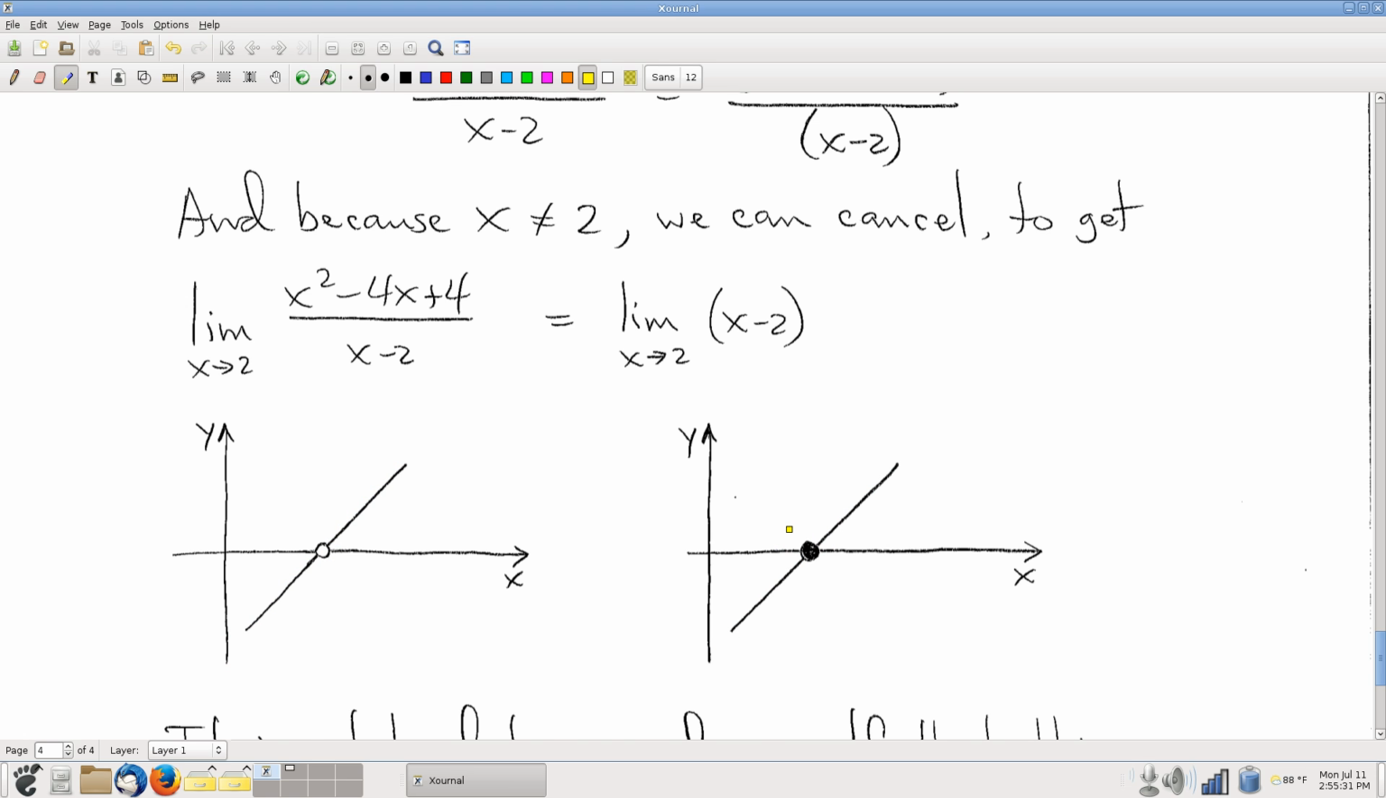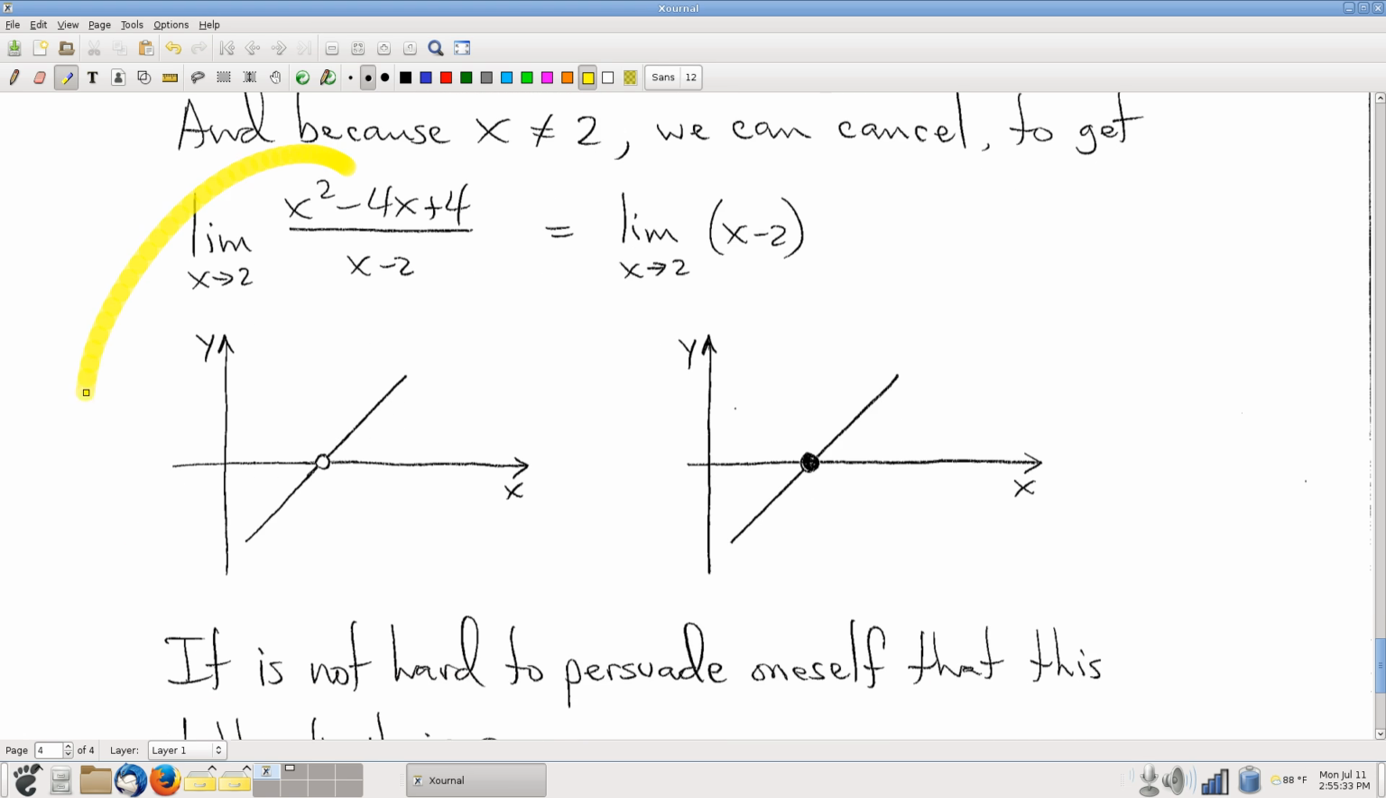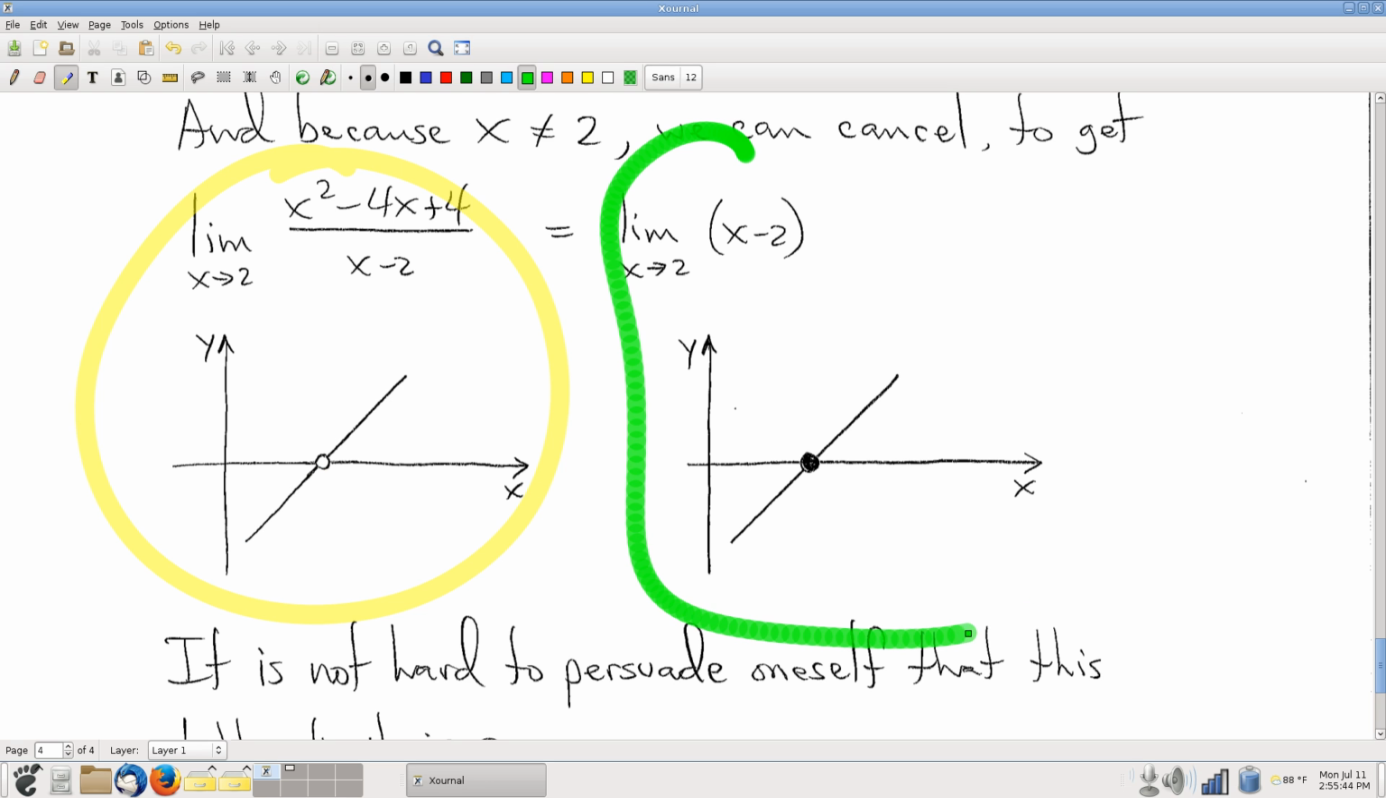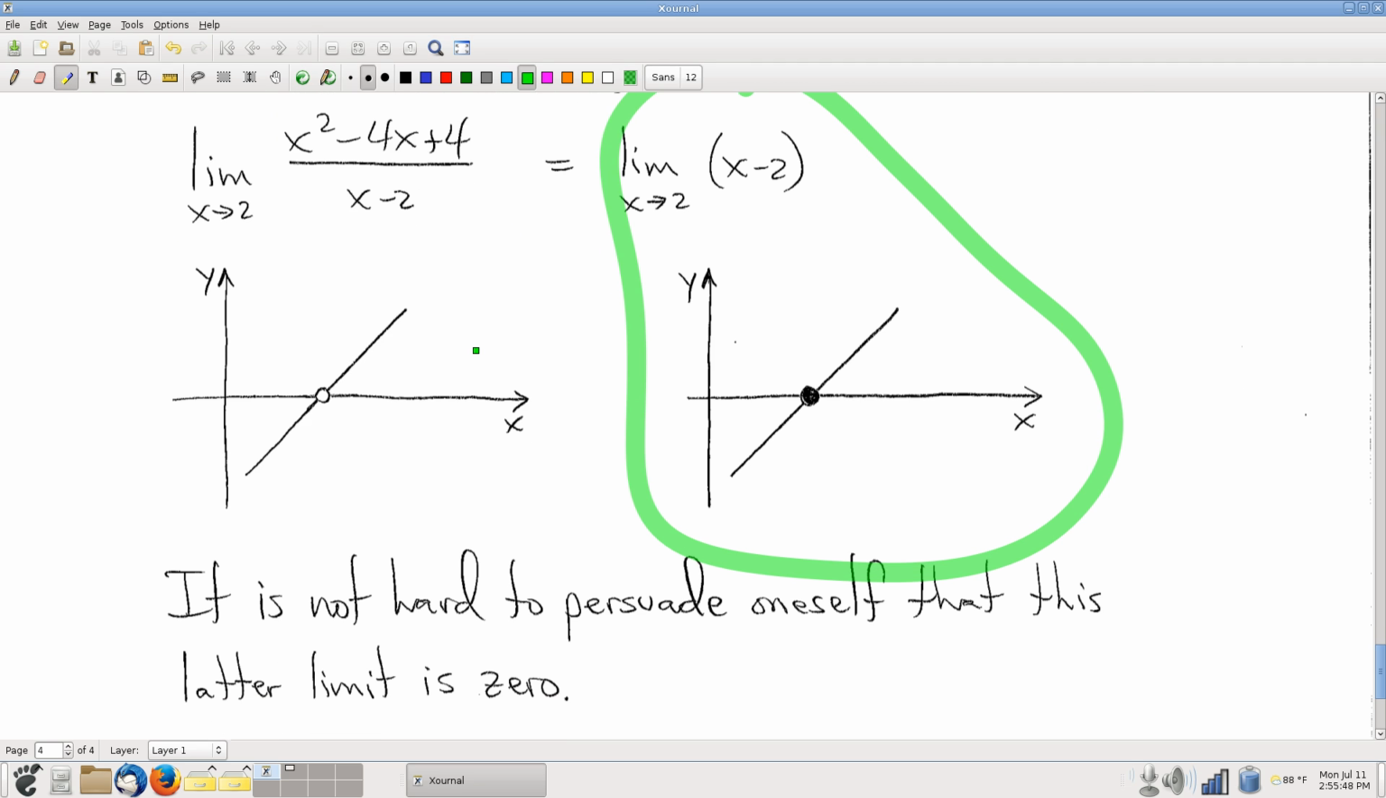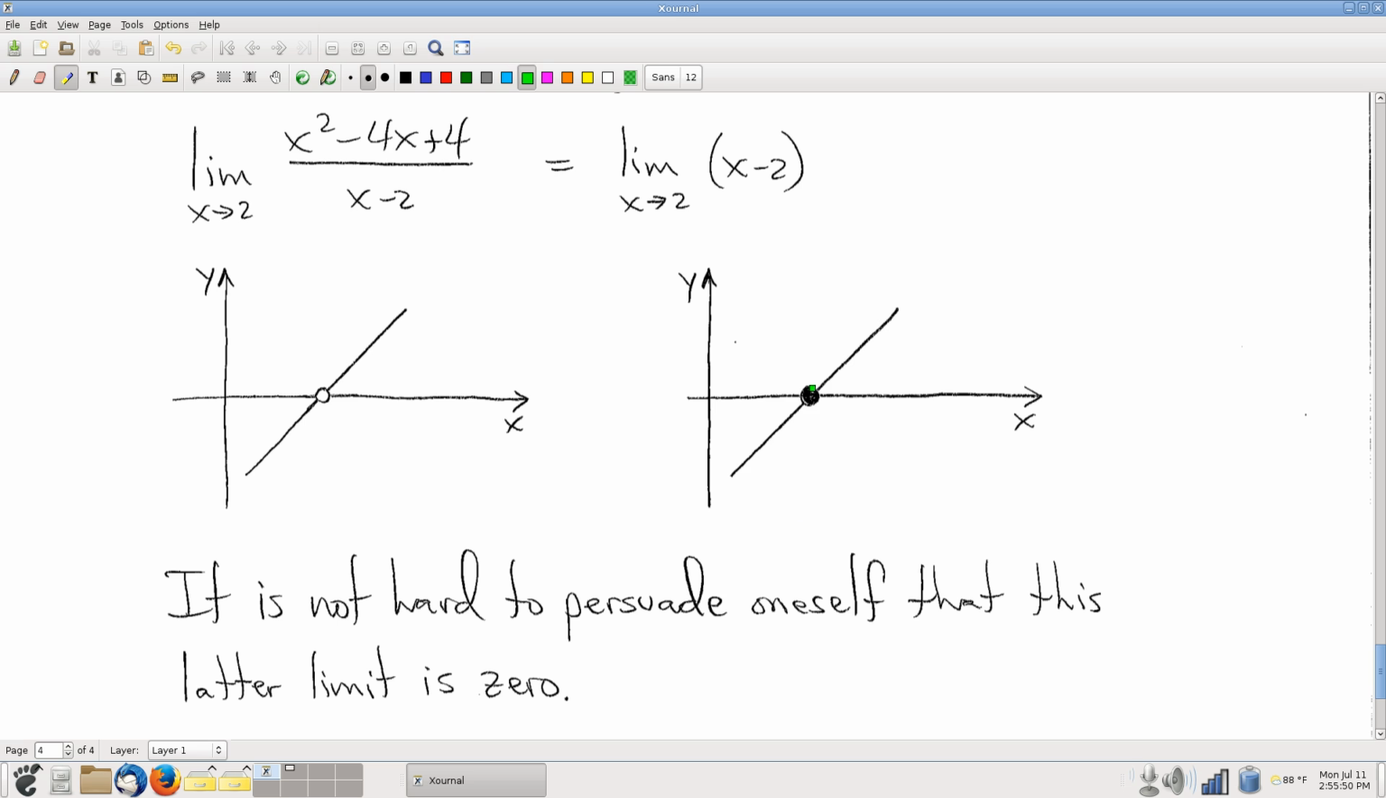Okay. All right, so trying to understand this limit, well, because these functions agree everywhere except for at x equals 2, that limit is equal to this limit. And in the case of this limit, it's not hard to persuade yourself that 0 is the value of that limit.